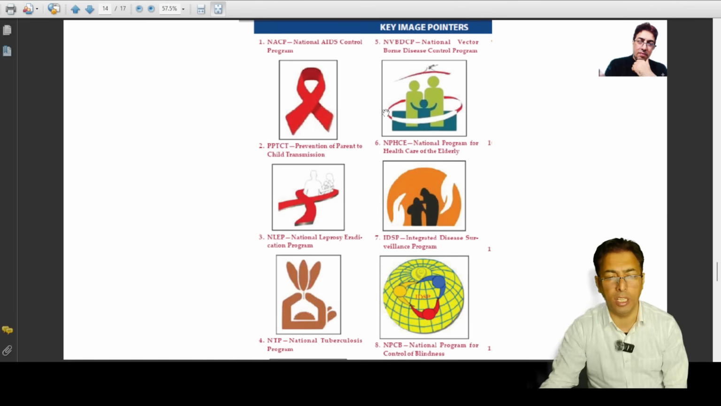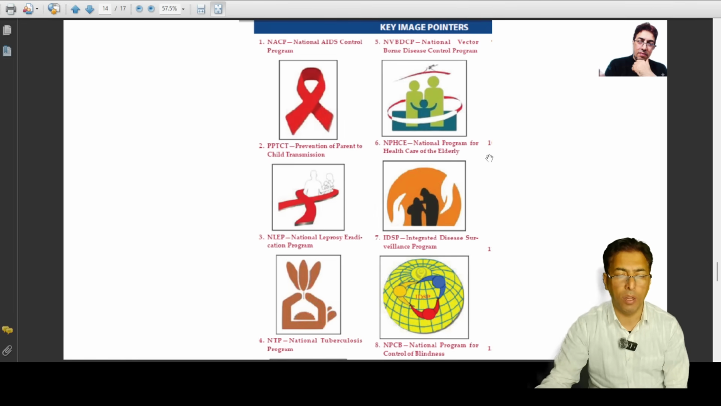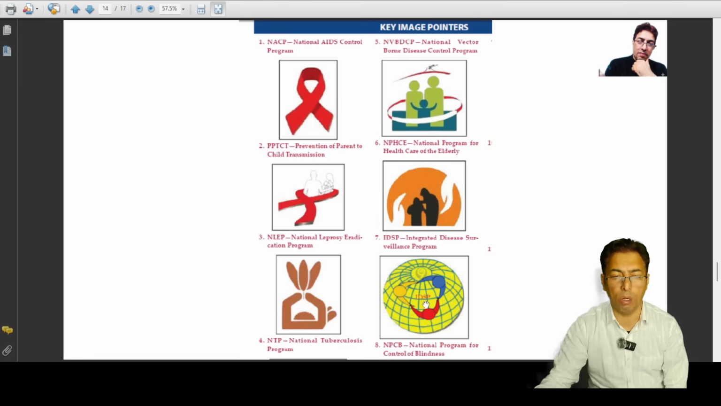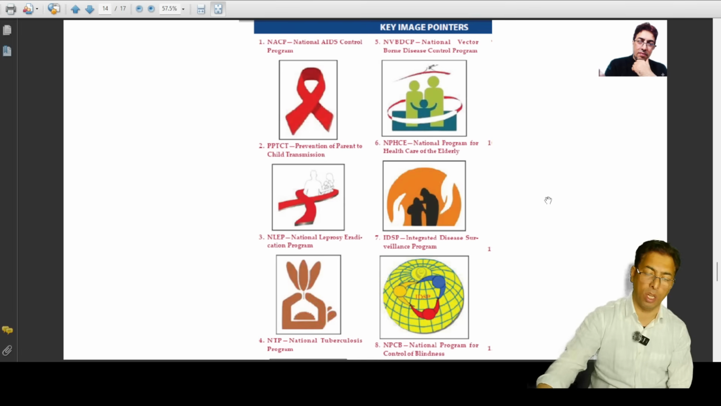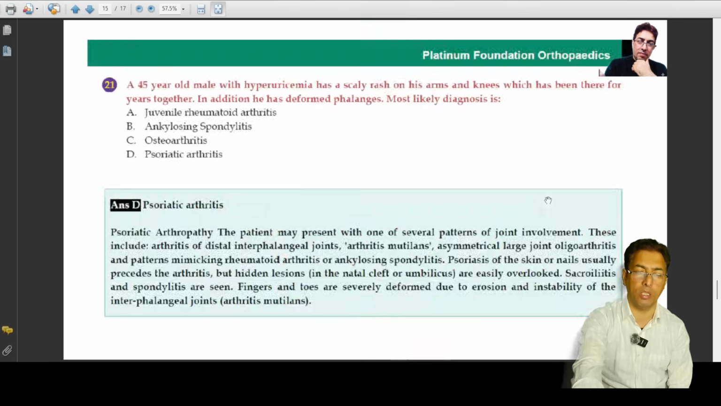Now, in addition to that, you also have key image pointers in social and preventive medicine. I've given a brief clue of these symbolic entities, the various programs, their conventional symbols, and how they look. Key image pointers like the National Leprosy Eradication Program: what does its logo stand for? The National Tuberculosis Program, the National Program for Control of Blindness, and all those things. So this is just to give you an idea of how the questions are asked.